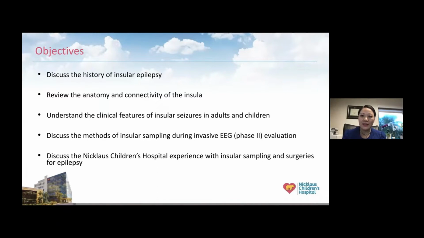Fourthly, I'd like to discuss the methods of insular sampling during phase 2 evaluation, and those are SEEG implantations or subdural grid implantations, so invasive EEG implantations specifically to look at the origins of the epilepsy. And then lastly, discuss the Nicklaus Children's Hospital experience with insular sampling and surgeries for epilepsy.